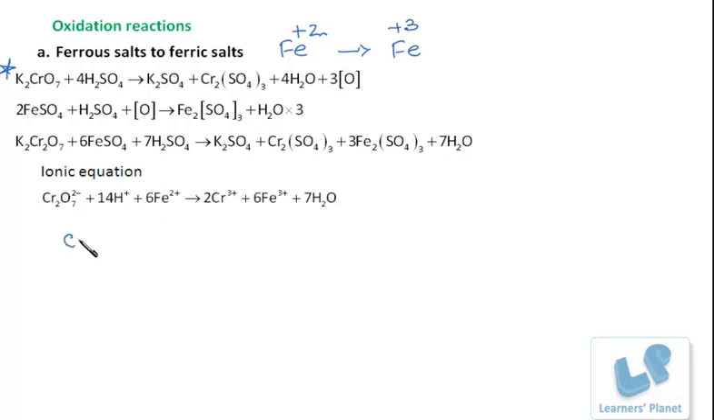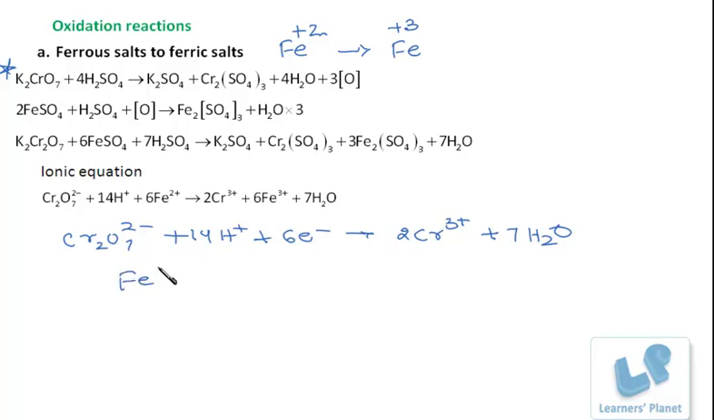That is Cr2O7 2 minus plus 14H plus plus 6 electrons forming 2 Cr3 plus plus 7H2O. Do remember this ionic equation. Write the ionic equation for iron also. Fe2 plus to Fe3 plus, it is oxidizing. So it is Fe3 plus plus electrons. And then balance it. You'll get your answer.